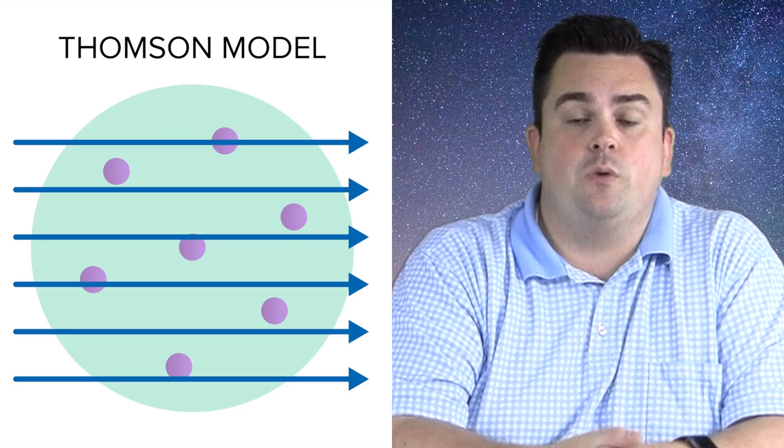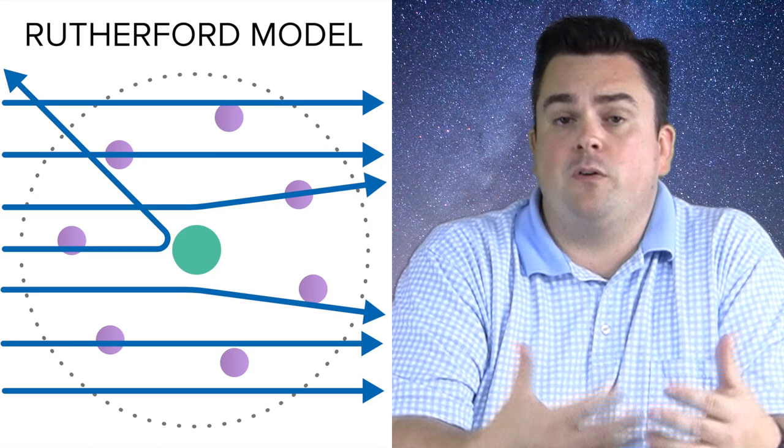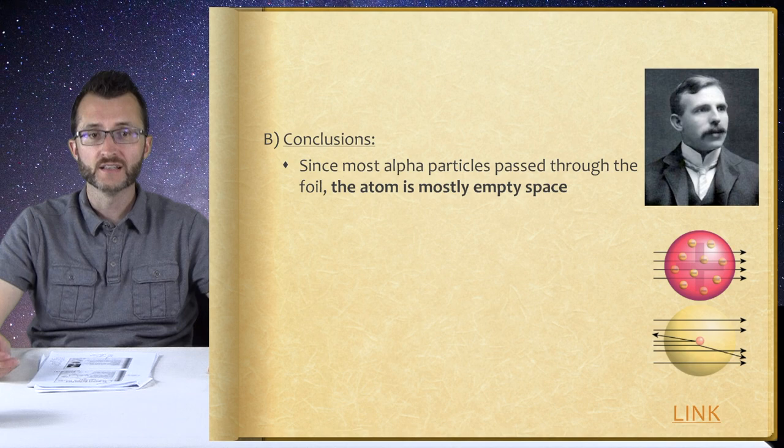So this was a huge surprise to Rutherford, because before this we only had Thomson's model, which had negative electrons, which we knew were very tiny, and that positive medium. So there was really nothing there to stop any alpha particles from going through. So Rutherford was very shocked when a few of these alpha particles were actually deflected back. In fact, he said, this was like firing rounds of artillery shells at tissue paper and having one of them bounce back. Conclusions. Since most alpha particles pass through the foil, the atom is mostly empty space.